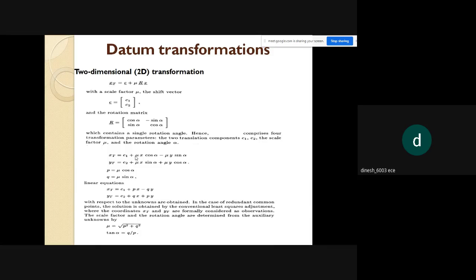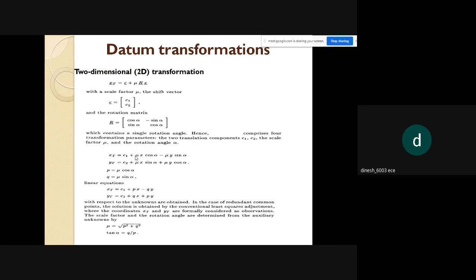xt is equal to c plus mu rx with a scale factor mu. Shift of c is equal to c1, c2, rotational matrix cos alpha, minus sin alpha, sin alpha, cos alpha, having a single rotational angle, and with xt and yt as this equation: xt is c1 plus mu x cos alpha minus mu y sin alpha, yt is equal to c2 plus mu x sin alpha plus mu y cos alpha, with values of p is equal to mu cos alpha, q is equal to mu sin alpha.